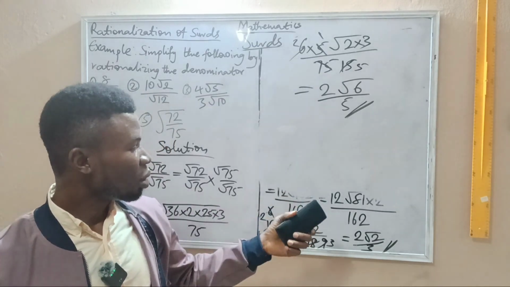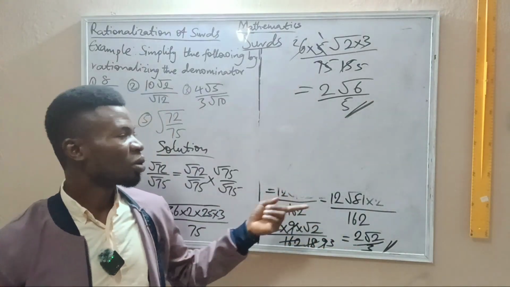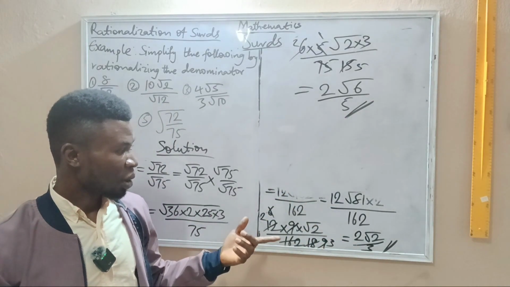Now the second group we look into is the one that has a sod plus another sod, or a sod plus a number as the denominator. That will be the next thing we will look at in our next class.